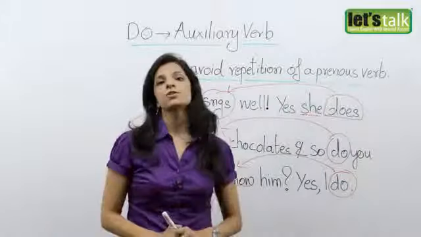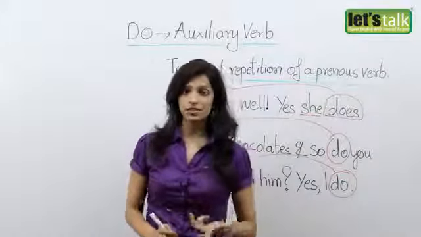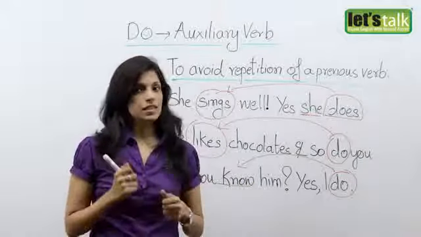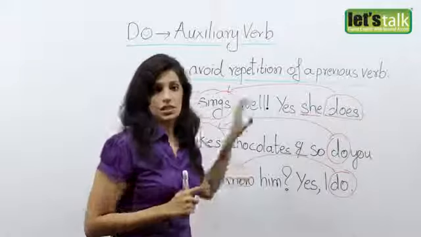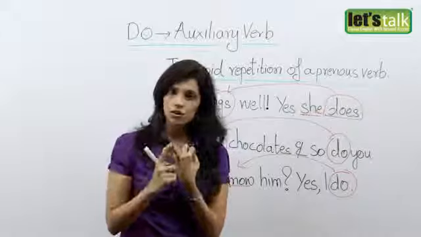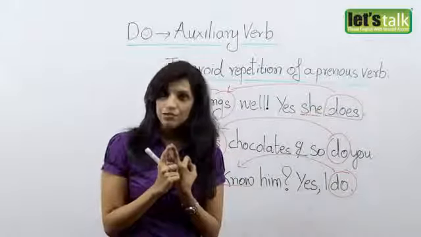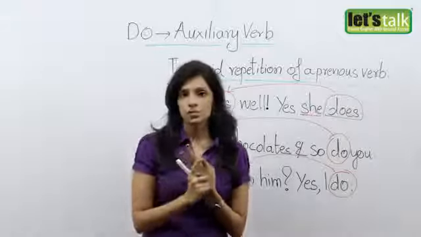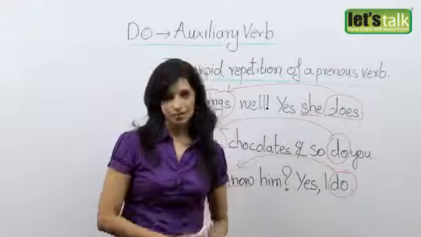So friends, this brings me to the end of this lesson. Please remember to use do, does and did correctly. Let's take a quick recap. We use do as an auxiliary verb in negative sentences, as in interrogative, to emphasize an affirmative statement, to avoid repetition of a previous verb, and in imperative sentences.